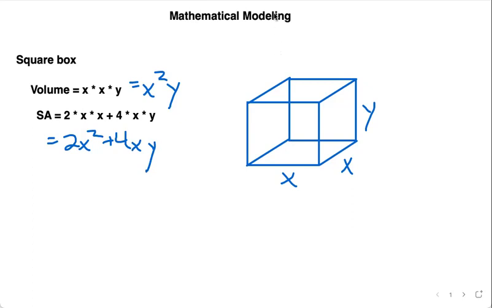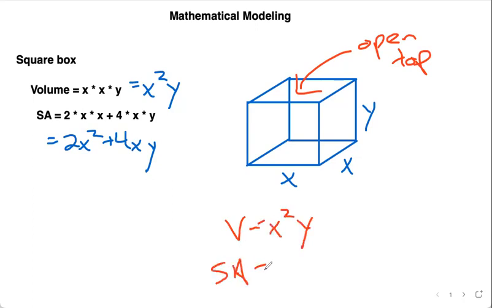If, for whatever reason, they say, what if it's an open top? I've seen that before. If it's an open top, then the volume is still going to be x squared y. The surface area is now not going to have the top, so it's going to be just x squared plus 4xy. So make sure you're careful with that on a case-by-case basis. That's for a box.